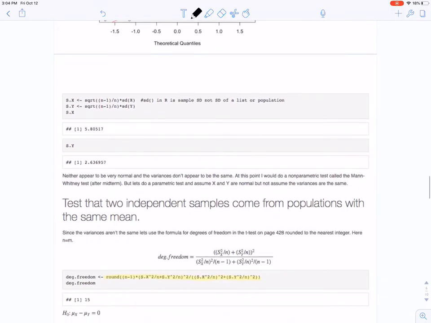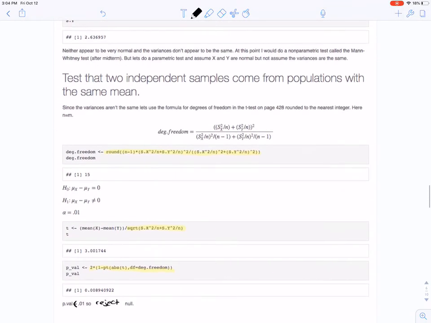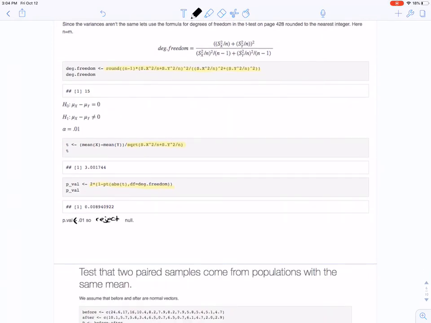So first we'll do an unpaired test. The SDs are different, so for our degrees of freedom formula on page 428, I calculate it here in R, so you can see how I do that and copy that in your own code. It turns out there are 15 degrees of freedom. Let's let alpha be 0.01. We get a test statistic of 3 and a p-value less than 0.01, so we reject the null.